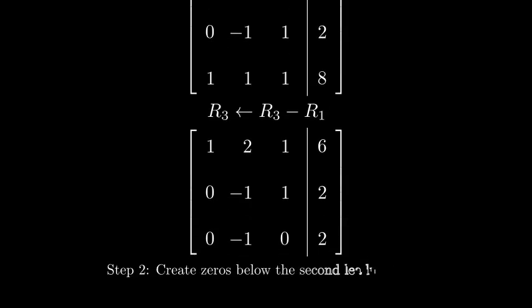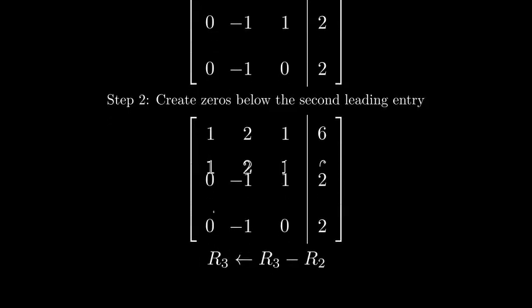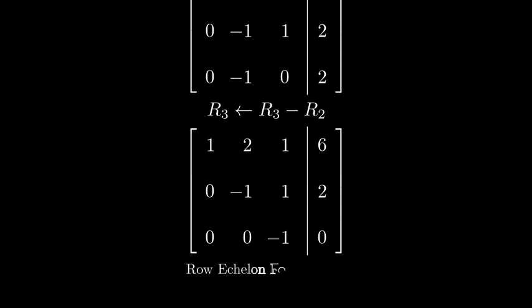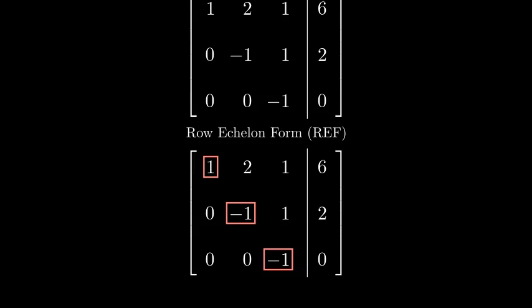Now, let's focus on the second column. We need to create a 0 in the third row beneath the second row's leading entry. Since both the second and third rows have negative 1 in the second column, we can simply subtract row 2 from row 3. This gives us 0 times x plus 0y minus 1z equals 0 for our new row 3. Great! We've now reached row-echelon form. Notice that all entries below each leading entry are zeros, and the leading entries move to the right as we go down the rows. This is the goal of Gaussian elimination.